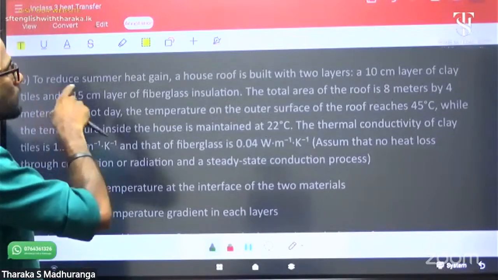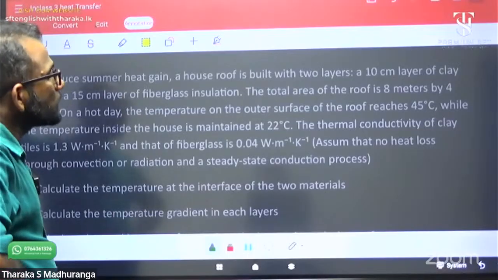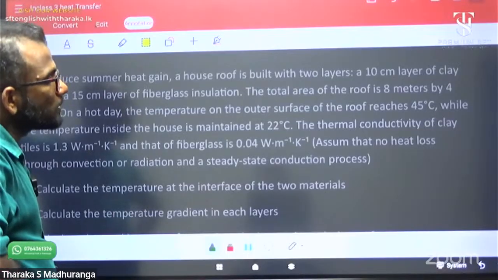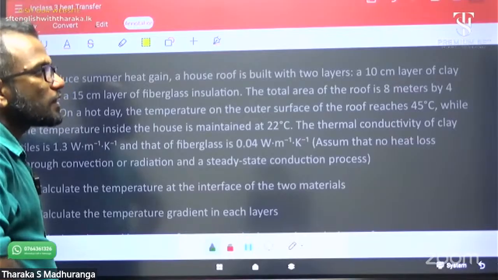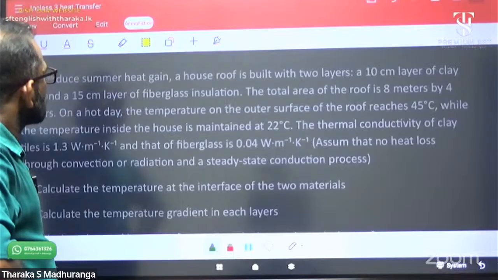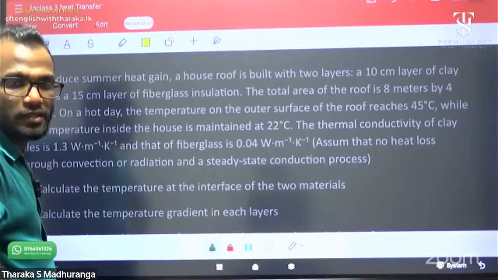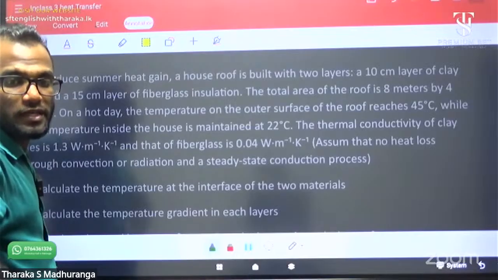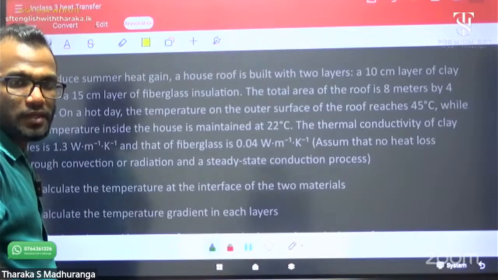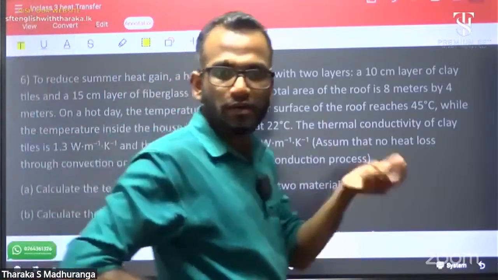Now the problem is, there is a problem here. To reduce summer heat gain, a house roof is built with two layers, a 10 centimeter layer of clay tile and a 15 centimeter layer of fiberglass insulation. Which one is the outer layer? It is not given. Outer layer, tile layer or fiberglass layer?